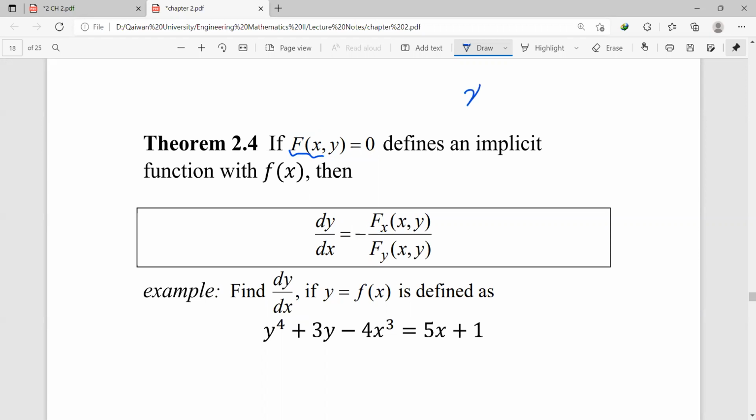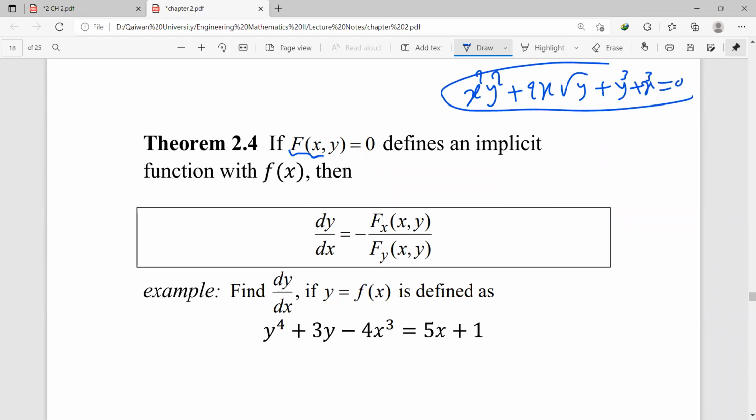If you have x squared y squared plus 2x squared y plus y cubed plus x cubed equals 0. Here, one of the sides must be 0. If there is any term on the right side, we move it to the left hand side. Then we say the left hand side is capital F of x, y.